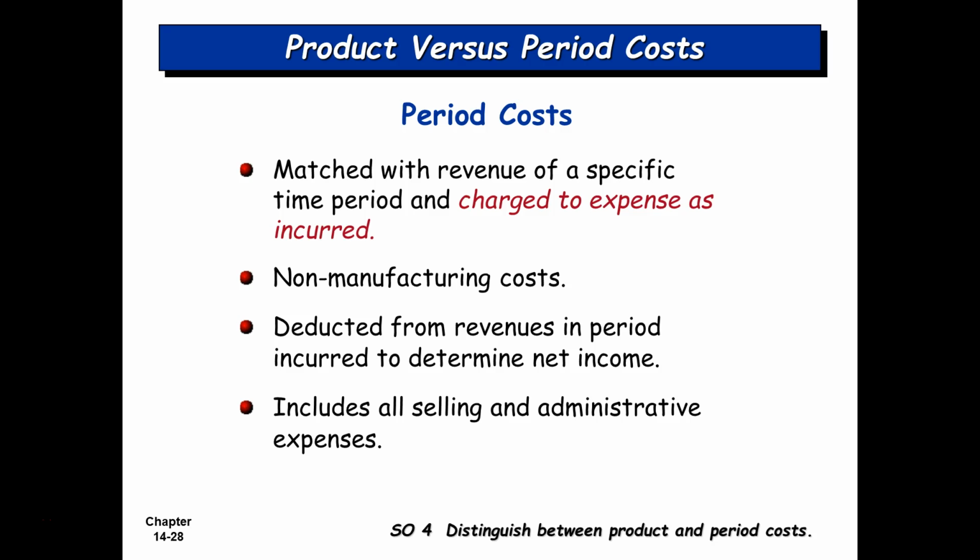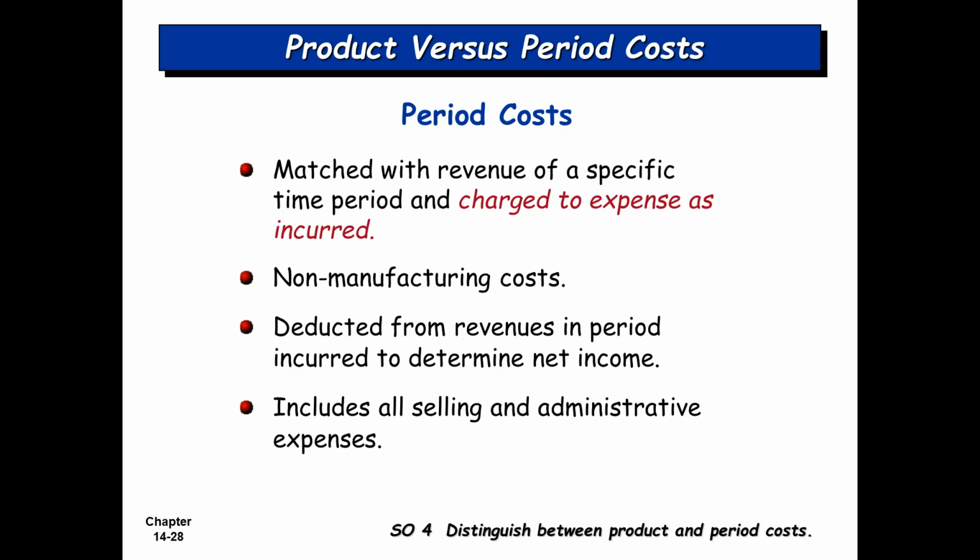A period cost obviously is matched with revenue of a specific time period and charged to expenses incurred. You may want to make a note for yourself. That was that whole debiting cost of goods sold and crediting inventory.